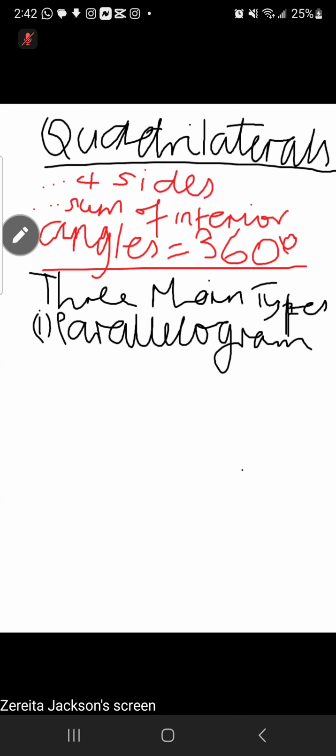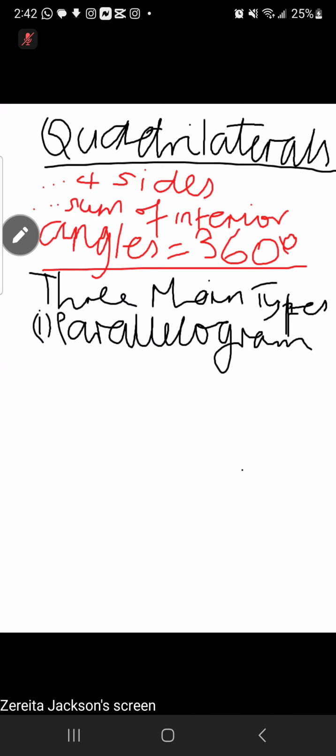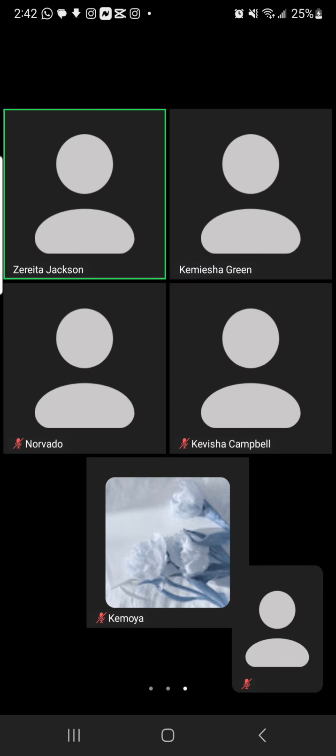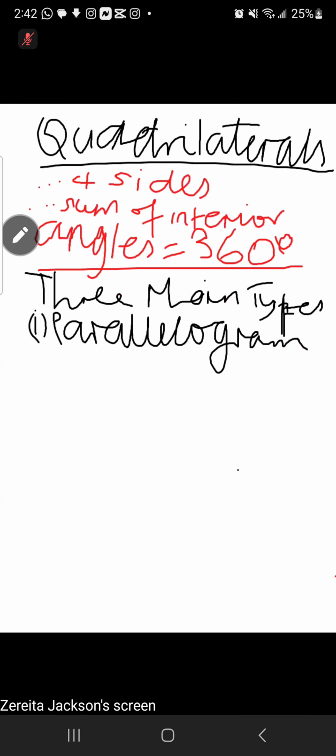So let us look at the parallelograms now in more detail. We said a parallelogram has one pair of opposite sides, parallel and equal, that is, equal in length. So here we go with the types of parallelograms. The first type is the most common one in everyday life. Almost everywhere you look, you see a rectangle. The most common parallelogram, I would say, is a rectangle. So put A in brackets and write rectangle.